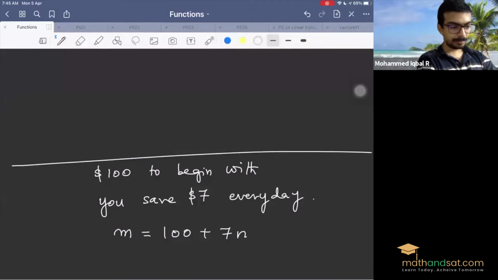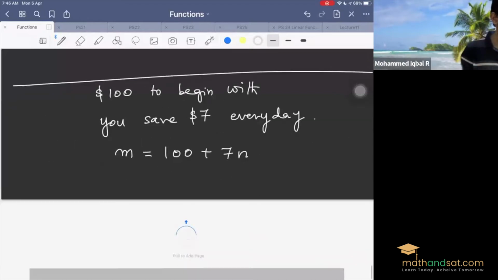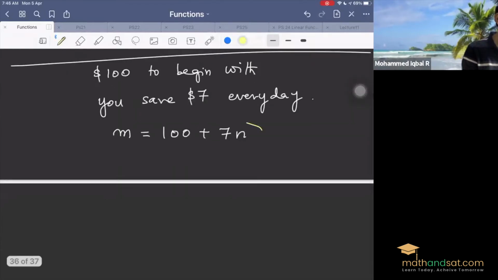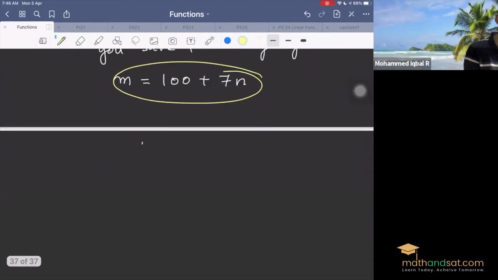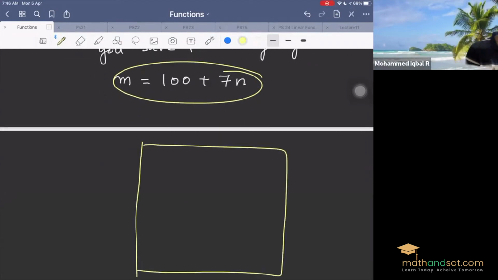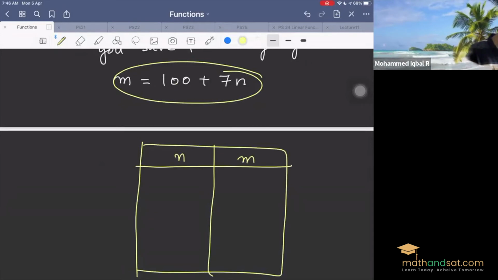Now, what is the significance of the number 100? It's the initial money you have, right? So this is like an input-output relationship. If I have n as the input, which is the number of days, and the output is the money you save.